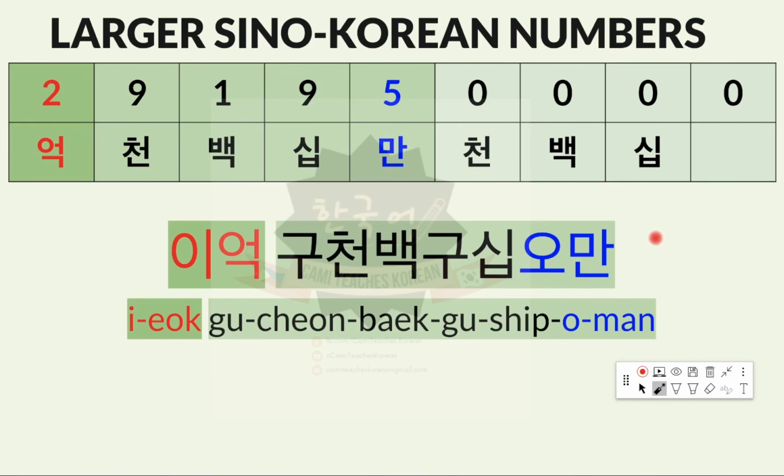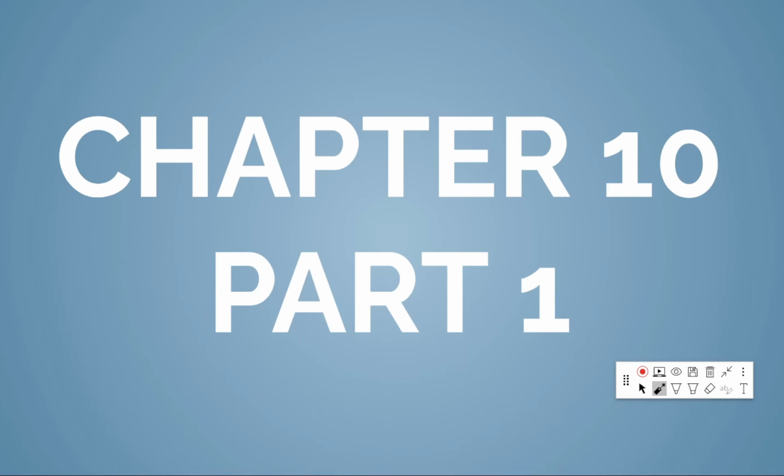And then, whatever currency, won. Kung sana peso yan, no? So, iok, guchon, bek, guship, oman. And that's our last part for the Sino-Korean numbers, for the large Sino-Korean numbers. Hopefully, may natutunan po kayo dito. Medyo masakit po talaga sa ulo ang mga numbers, but I think kaya naman po talaga basta i-practice lang.